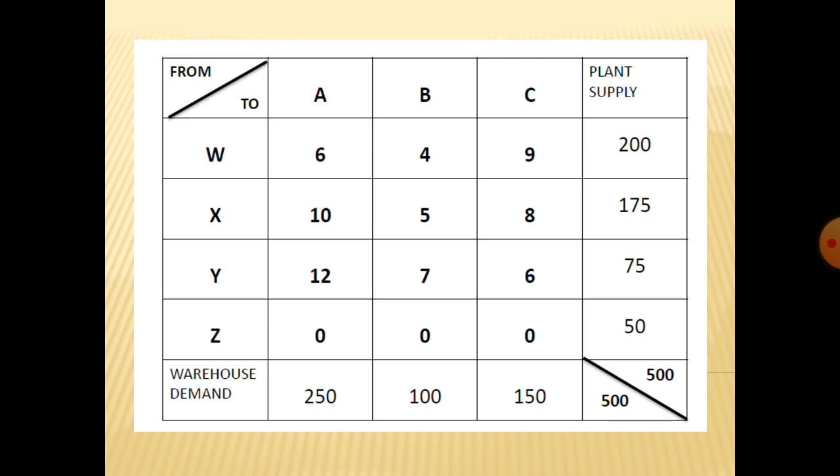Now you have to add 250, 100, 150, then 200, 175, 75, 50. Supply is equal to demand. Now this problem is a balanced problem. Again you have to solve the same problem by the northwest corner rule.